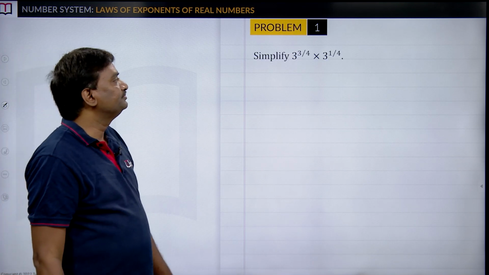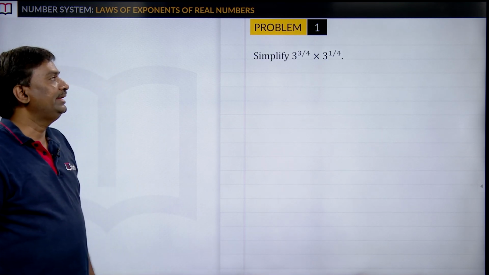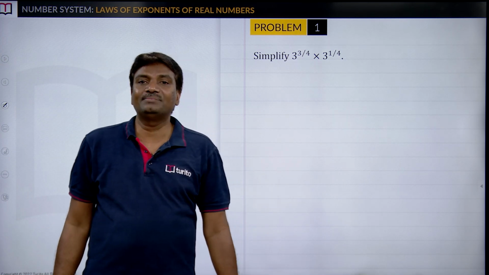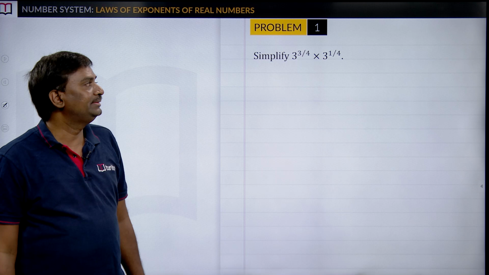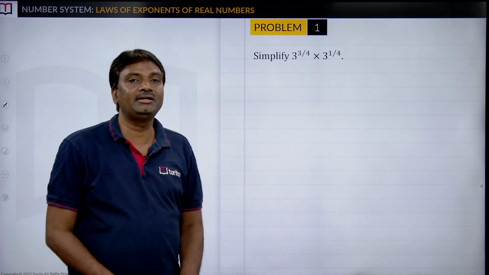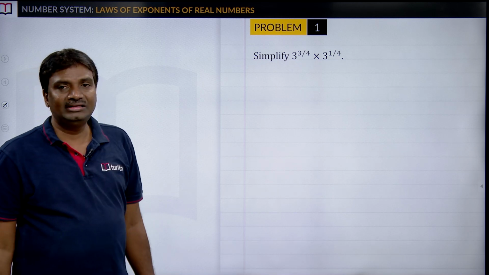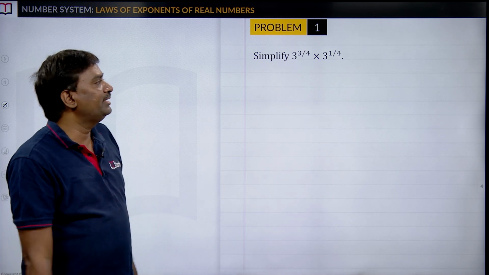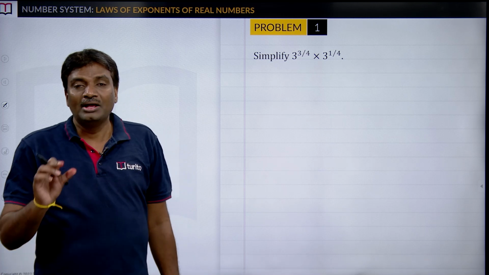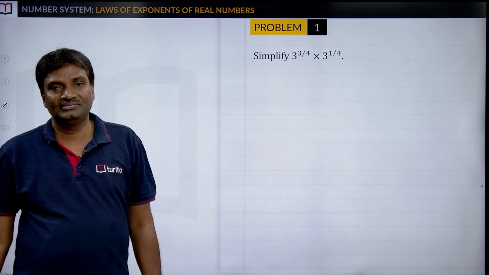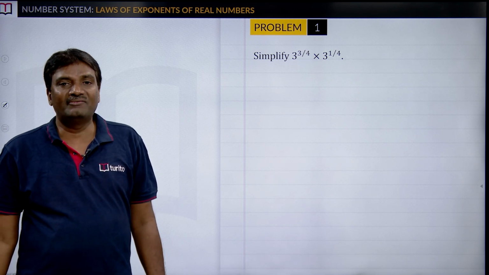Now look at this. Simplify 3 power 3 by 4 into 3 power 1 by 4. Here the base is 3, and the powers given are 3 by 4 and 1 by 4. So the bases are the same and the powers are different.